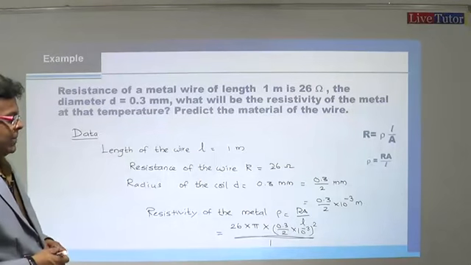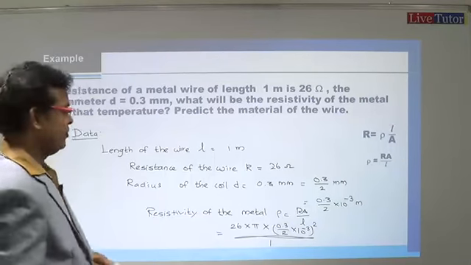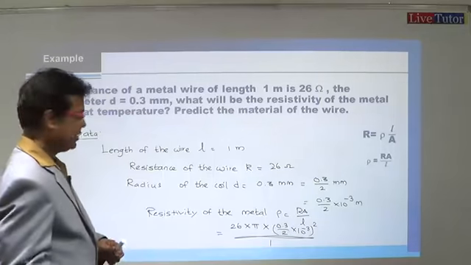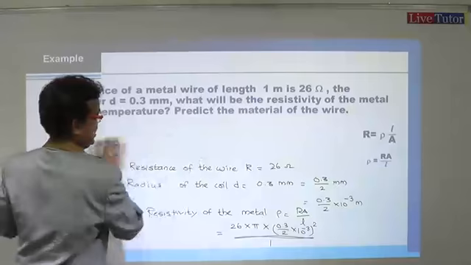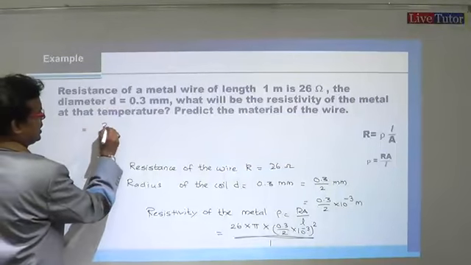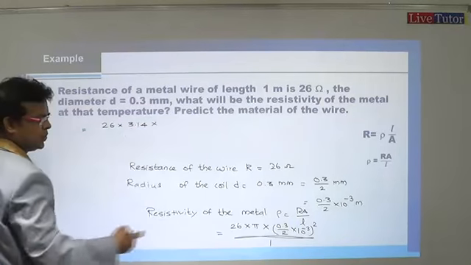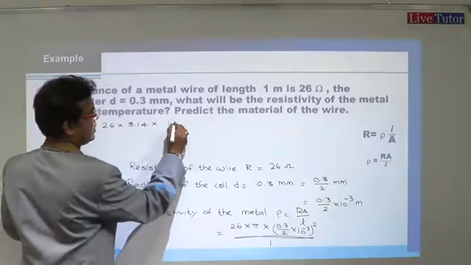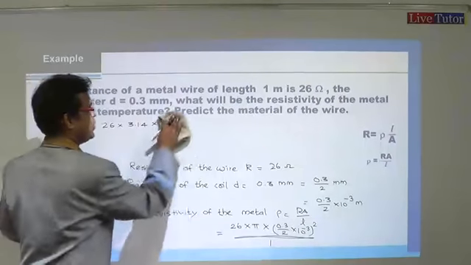Right. So now calculate it. How will you calculate? Come on, have you noted down? I'll just solve it from here. So 26 into 3.14 into, you can write this as 0.3 by 2. How much is that? 0.3 by 2 means 0.15.